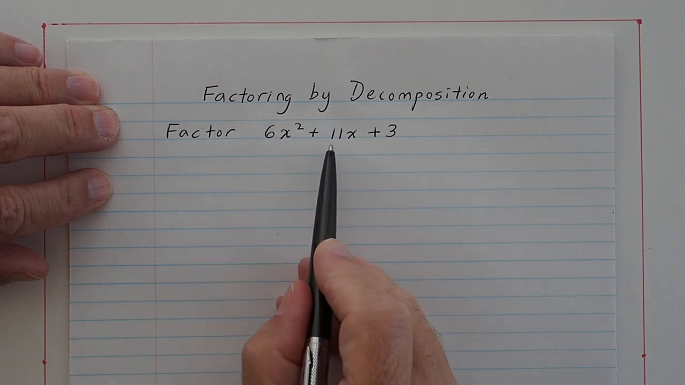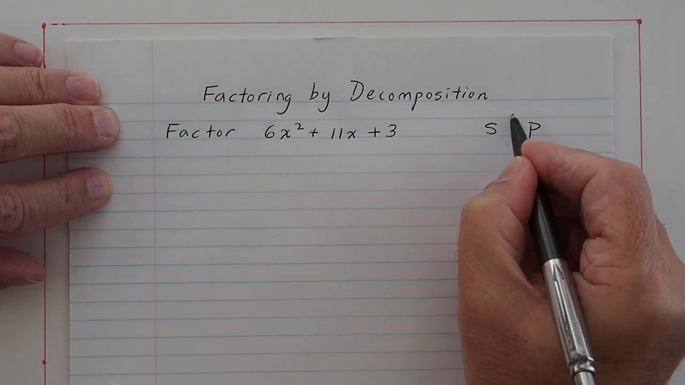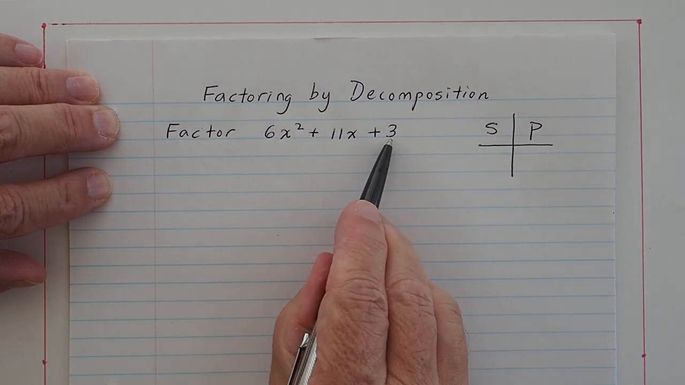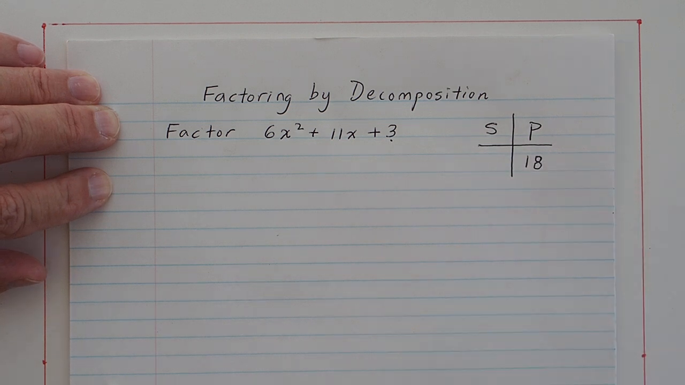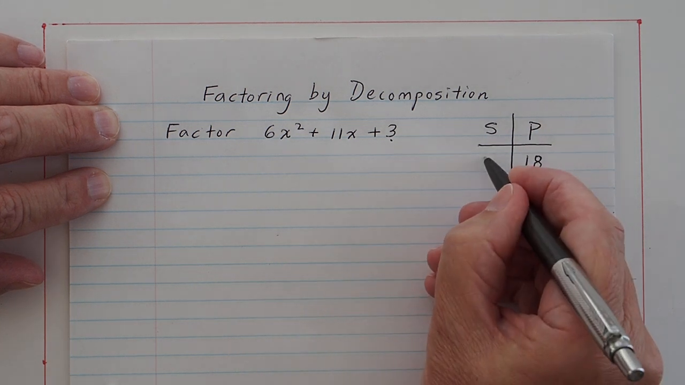To factor this quadratic, the first thing you do is make up a sum and product chart. Take the first number and multiply it by the third number. That gives you 18 in this case. That goes into the product column. Inspect the middle number. It is 11. It goes in the sum column.